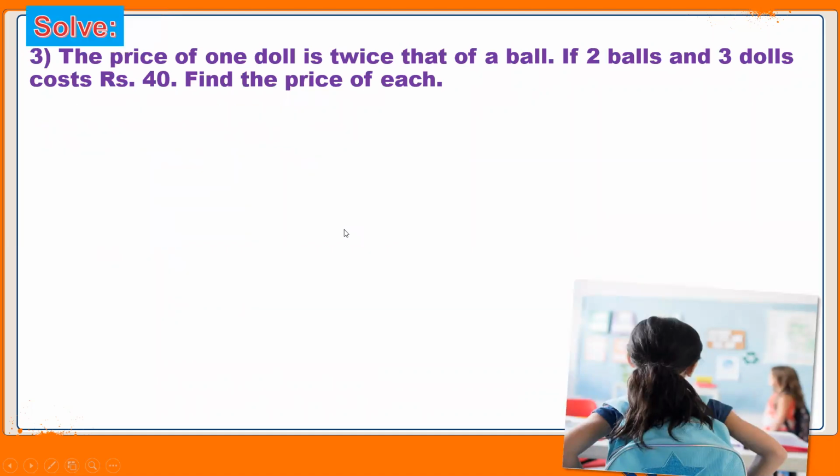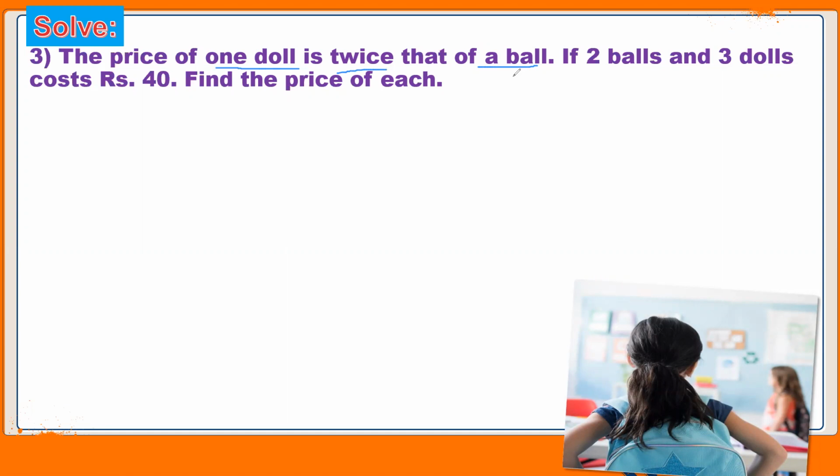The price of one doll is twice that of a ball. If two balls and three dolls cost rupees 40, find the price of each. Okay. Now in this question, the price of one doll is twice that of a ball. So what do we have to do? Read the first sentence. Price of one doll is twice that of a ball. What do we have to suppose?